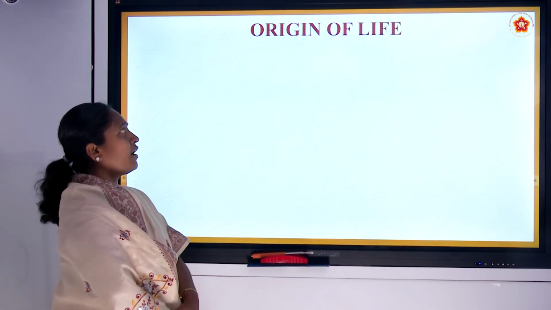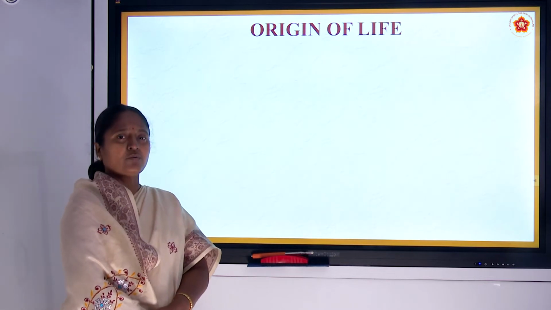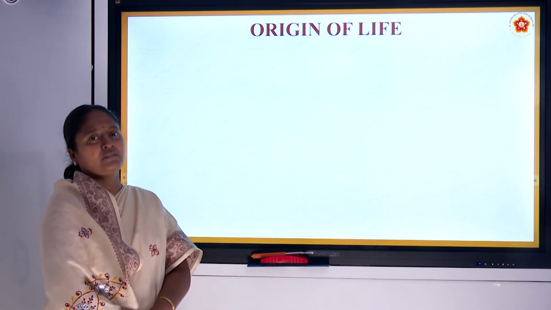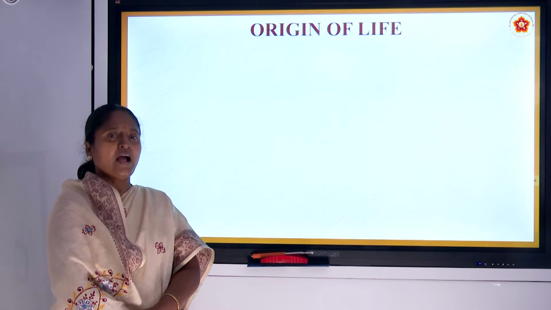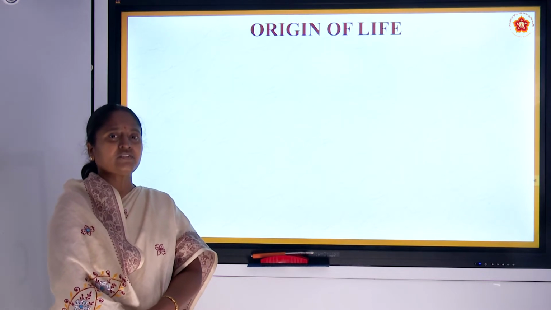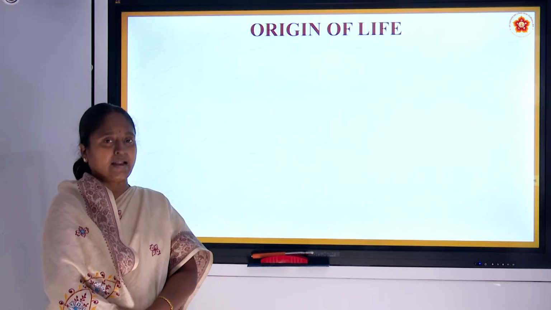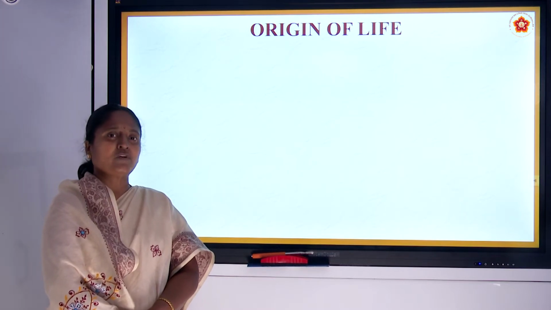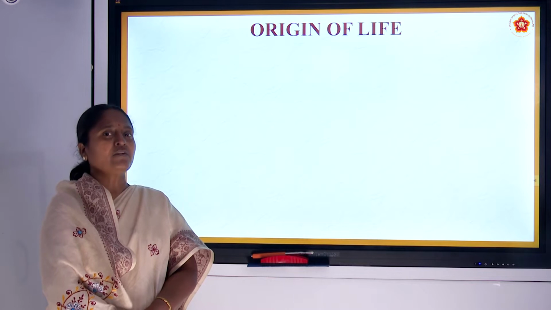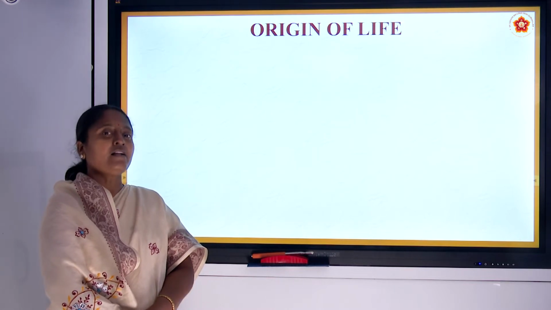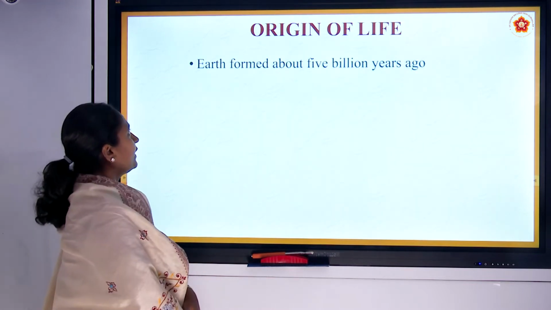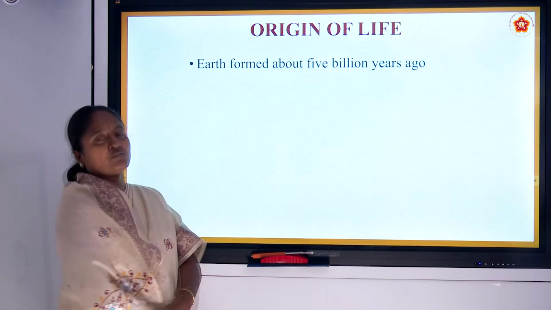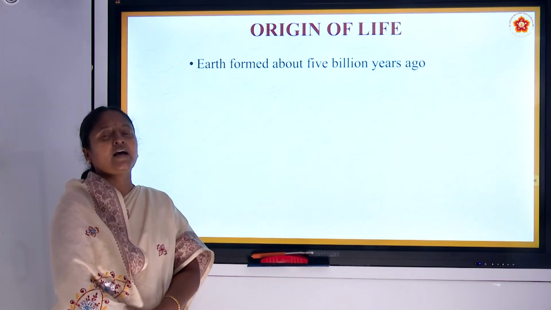First, we will see origin of life. We all know that Earth was a part of the Sun before, and because of the impact which happened to the Sun by a planet known as Theia, the Sun split into various parts. One such part is what we now call Earth. All these events happened. Earth originated 5 billion years ago. So during that time the Earth was formed.